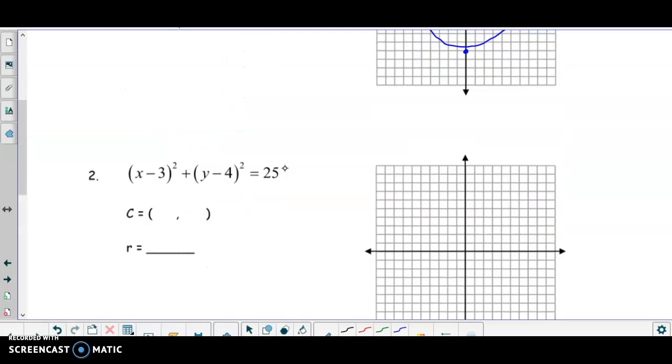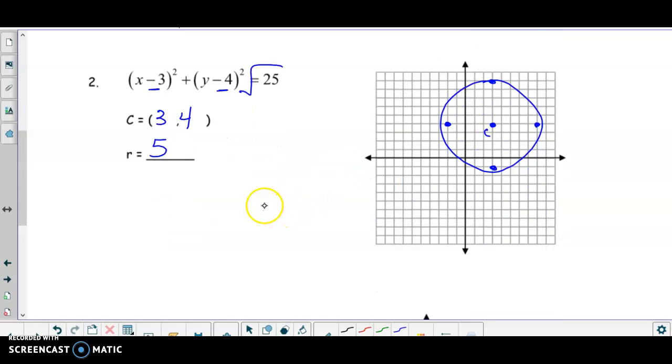Here, we actually have a center. Remember, insiders lie. So the center here is 3, 4, and the radius is 5. Here's my center, and I need to count 5 out, 1, 2, 3, 4, 5, from either side. Here's our circle. Radius of 5, center at 3, 4.